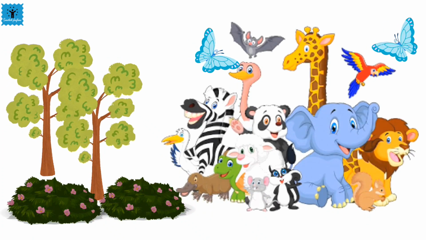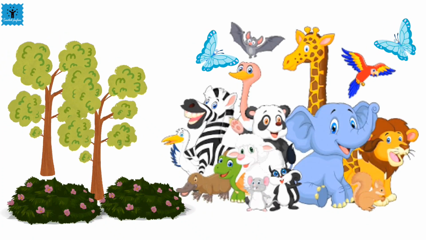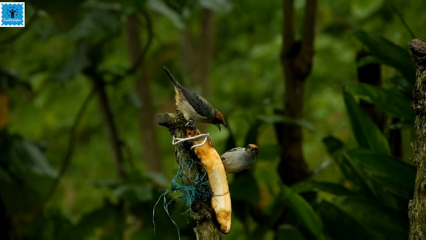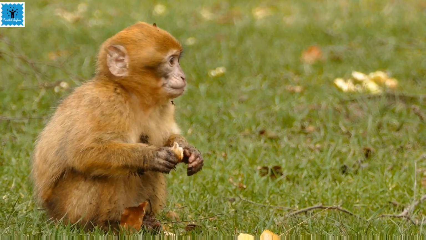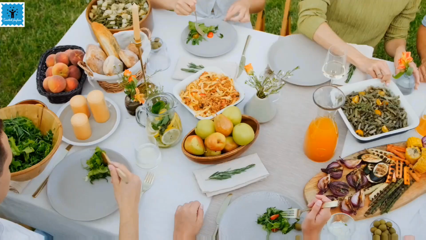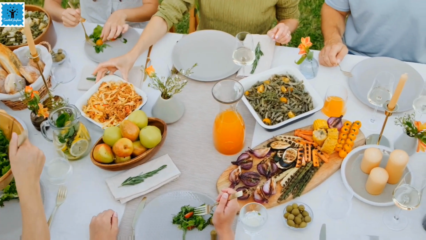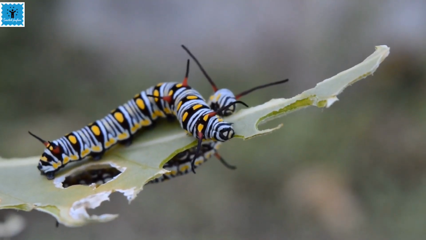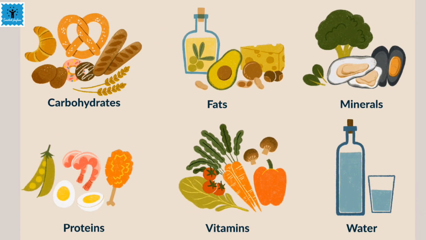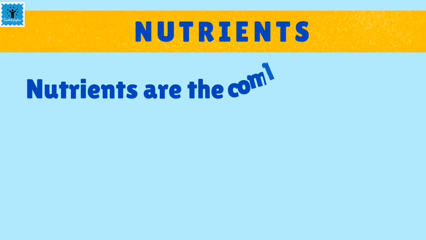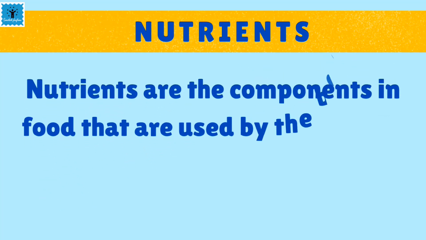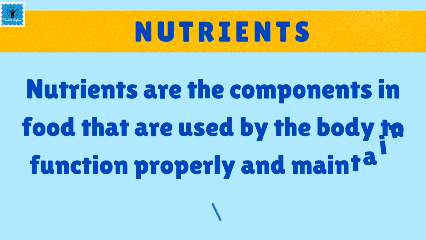Plants and animals are living organisms, and all living organisms need food. Food gives energy, and it is also required for the growth and maintenance of the body. Food consists of different components like carbohydrate, fat, protein, vitamin, mineral, water, roughage. All these components are very necessary for our body. These components are called nutrients.